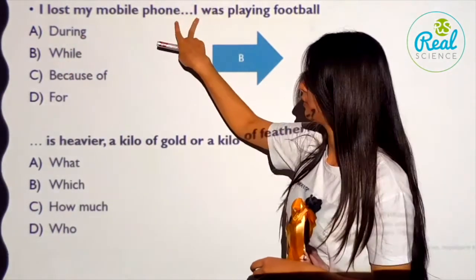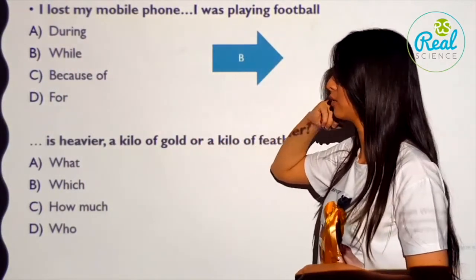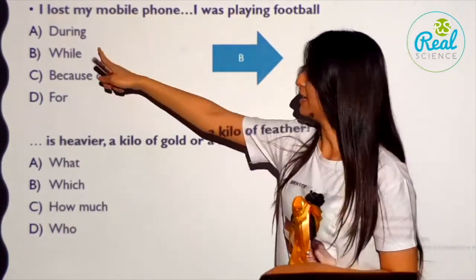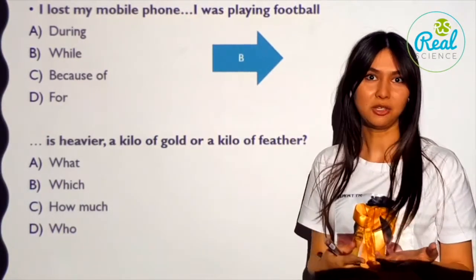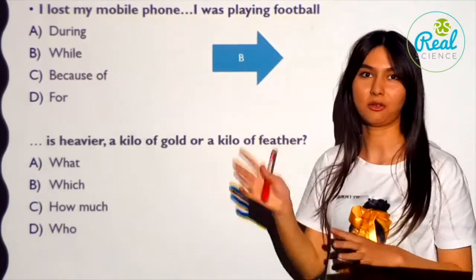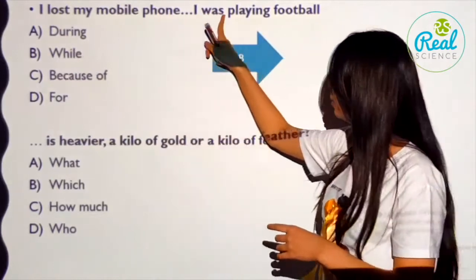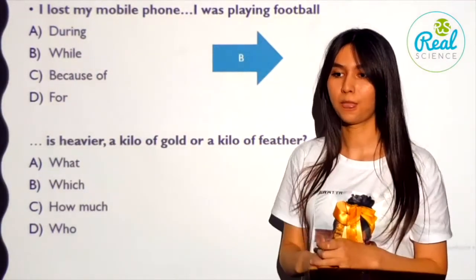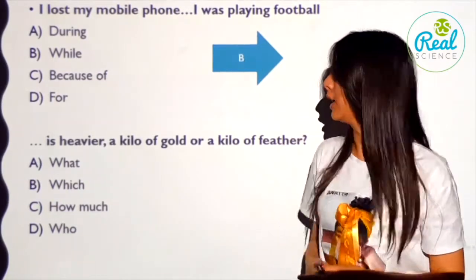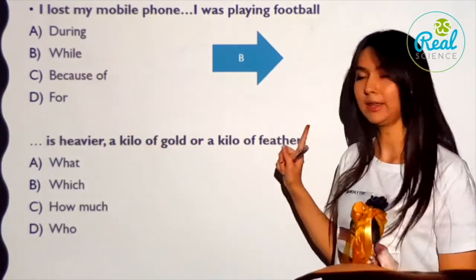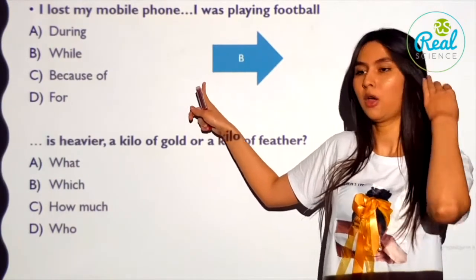Because if you put during, the structure will be incorrect. You cannot say I lost my mobile phone during I was playing. You can say I lost my mobile phone during the match, but you cannot say during I was playing. So here you have to put a noun when you use during. But with while you can use the verb, you can say that you were doing some kind of action. So that's why the first option is B. Now look at the second one. Any questions regarding this first? No? Okay, the second one.